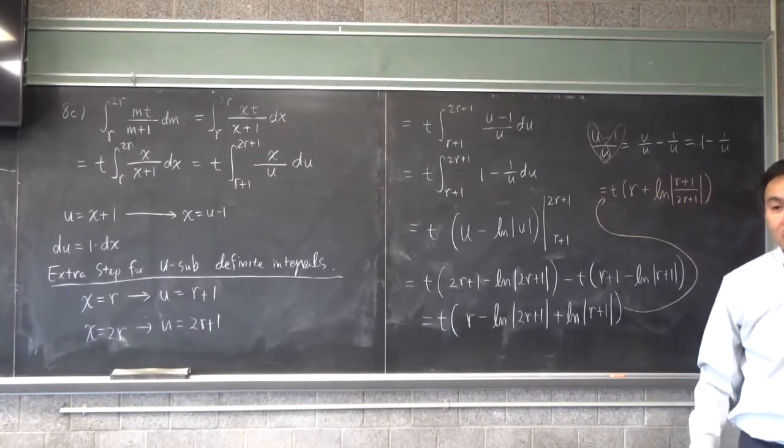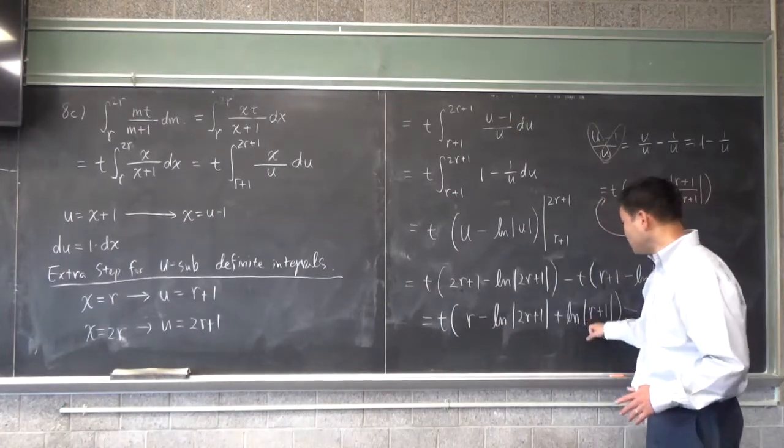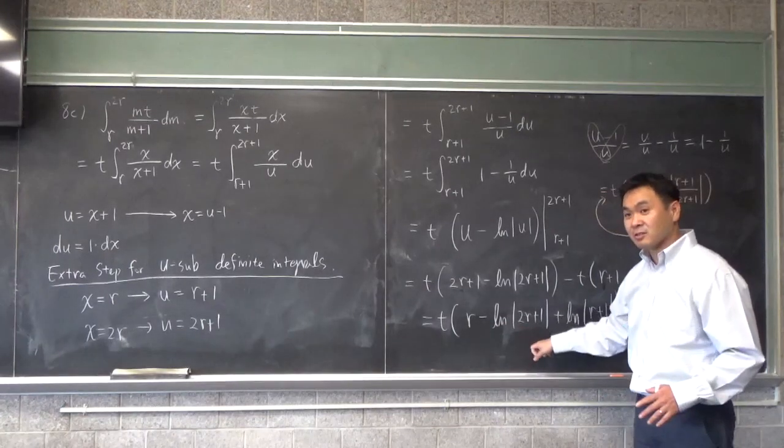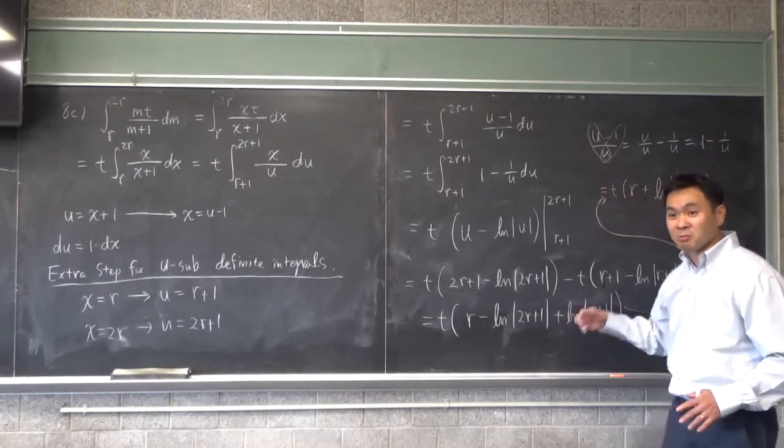Why are you subtracting it again? This is a minus, right? But it's this minus that. Oh, okay. And since it's subtracted, 2r plus 1 belongs to the denominator.